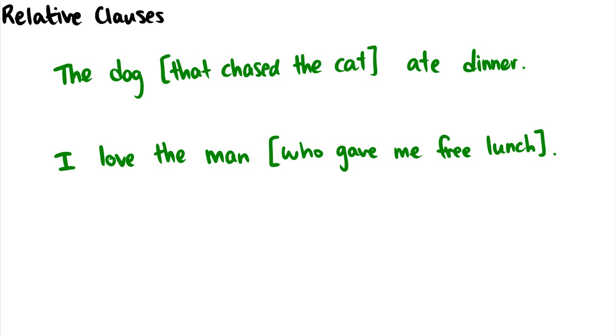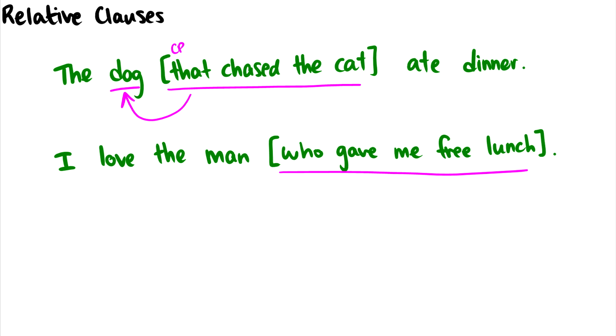One more type of clause. And these clauses are a little bit more complicated, so we'll avoid drawing trees for them now because we do need the notion of movement, which we don't have yet. We can say the dog that chased the cat ate dinner. And in this example, this whole CP, that chased the cat, is a modifier of the noun. Okay, relative clauses modify nouns. So in the second example, I love the man who gave me free lunch. This is a CP that modifies the noun man. That is a relative clause.